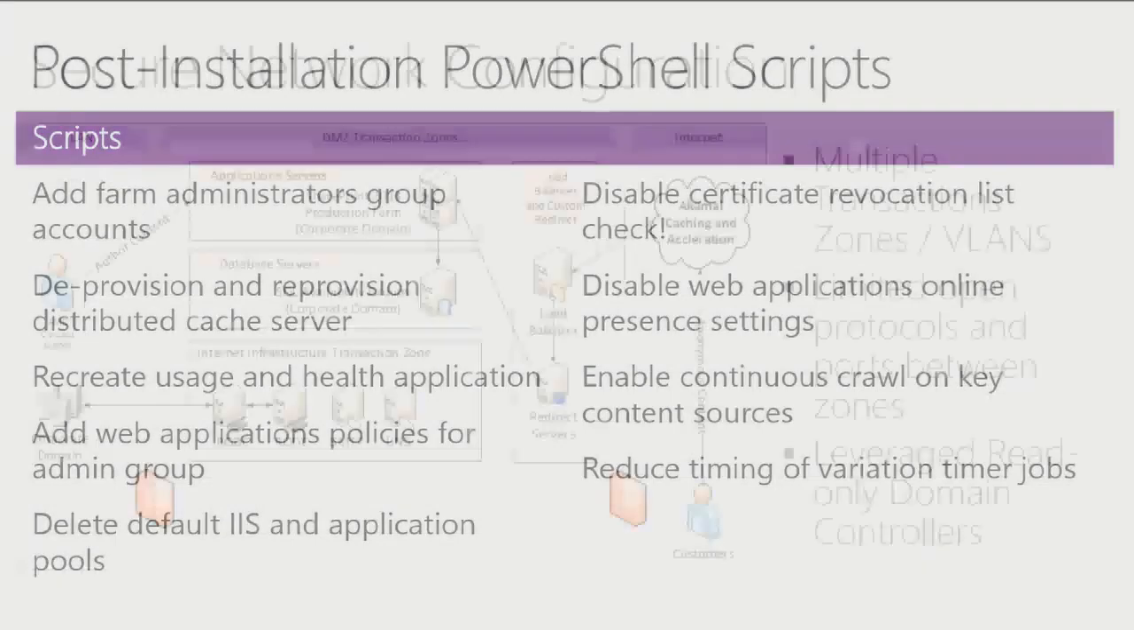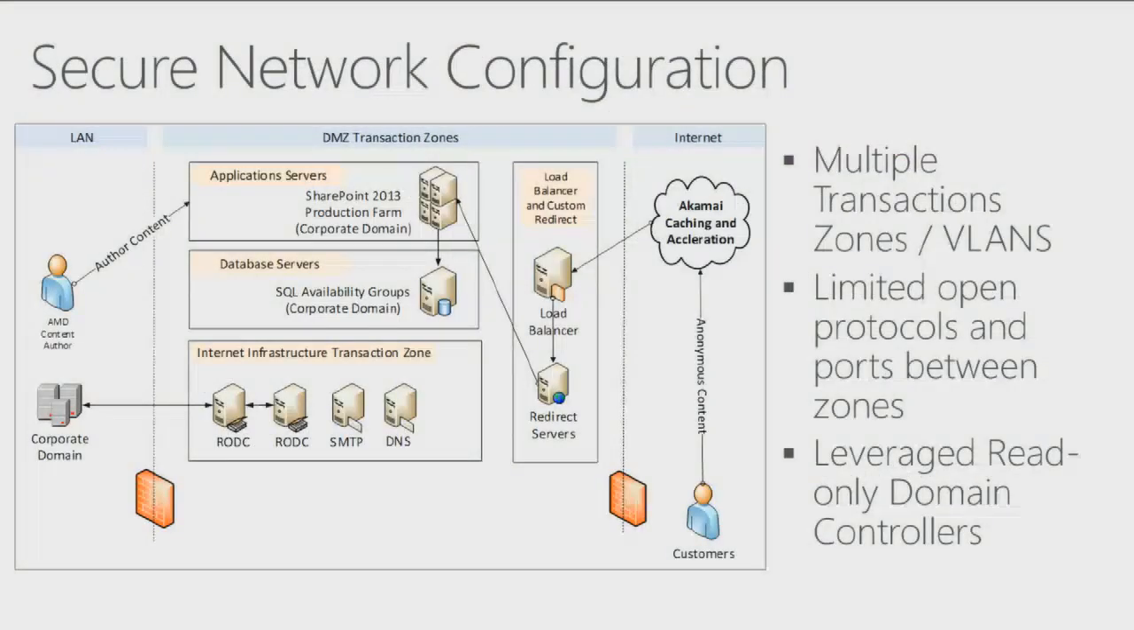In 2007, we had one VLAN, or transaction zone. We worked with our information security group, and they came out with a much more secure environment for us in 2013. We went to 4 transaction zones. This allowed us to have limited open protocols and ports between zones. The front internet-facing zone holds our load balancers and our custom redirect servers. Then we had an application server zone, which spoke to our database server zones, and in turn then worked with our read-only domain controllers and our DNS entries.